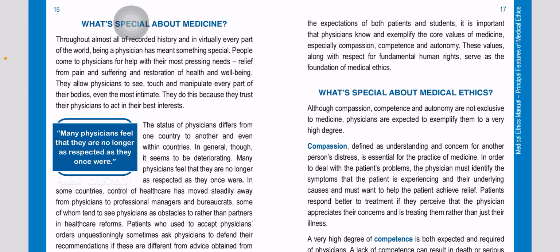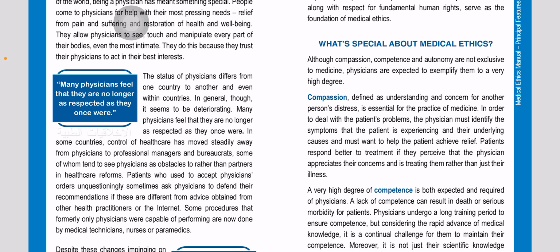So, the duty given upon you by society is very heavy. Your actions will affect the life of your patients, and not just your patients, but the community also. Many physicians feel that they are no longer as respected as they once were.